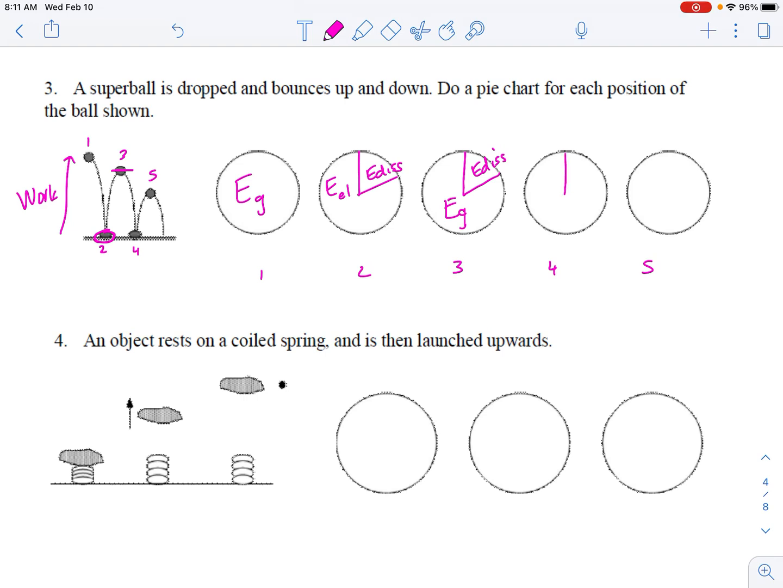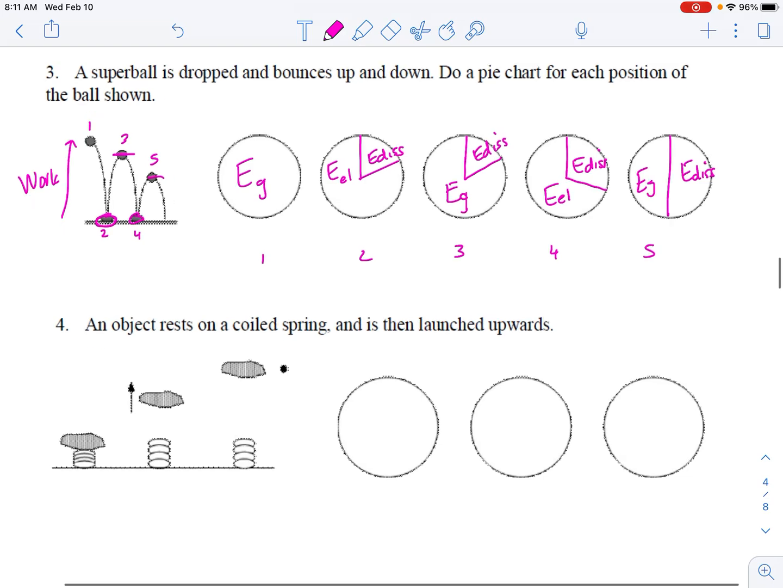Then at position 4, a little bit more, every time it hits the ground, a little bit more energy is dissipated. And the smushing of the ball, this is an elastic ball, so the smushing of it is basically storing energy like the ball itself is a spring. And then finally at position 5, we've dissipated about half the energy because it's going about half its original height, and this is gravitational potential energy.